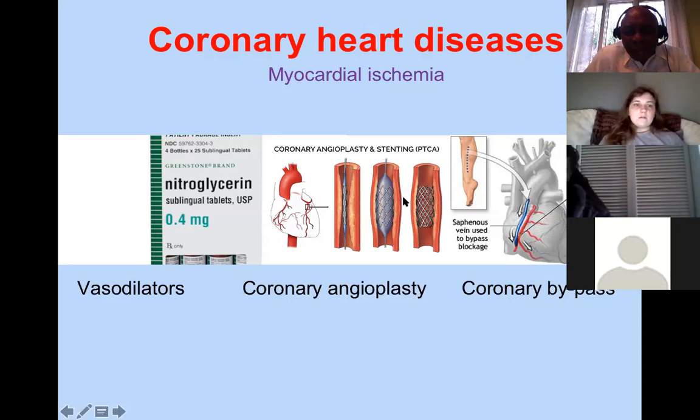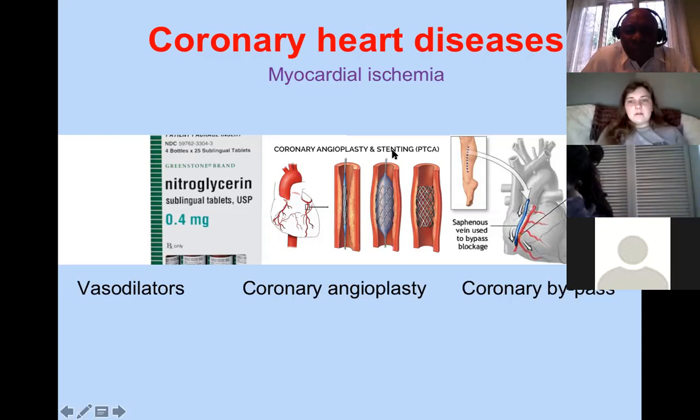And then there are two more invasive procedures. These are invasive procedures. This is non-invasive. You just put it under the tongue. So sublingual tablets, you just put them under the tongue of the patient, and within a few minutes, the chest pains will go because of the vasodilation of the coronary. And then this is more invasive. It's called coronary angioplasty and stenting.